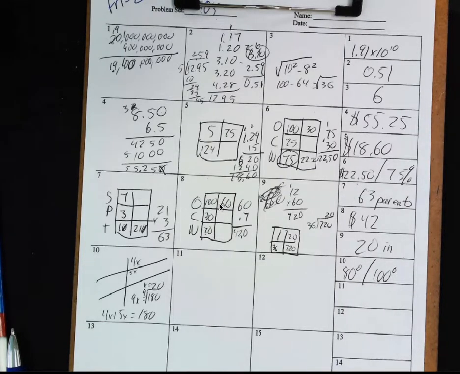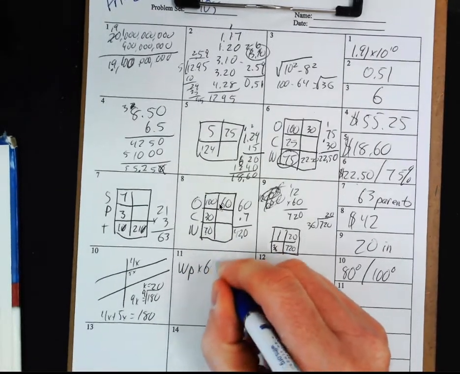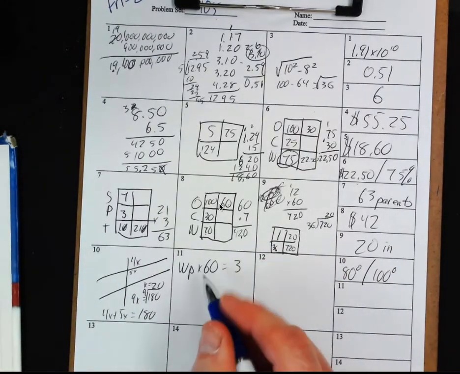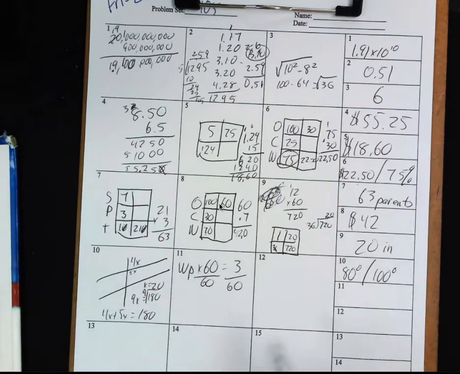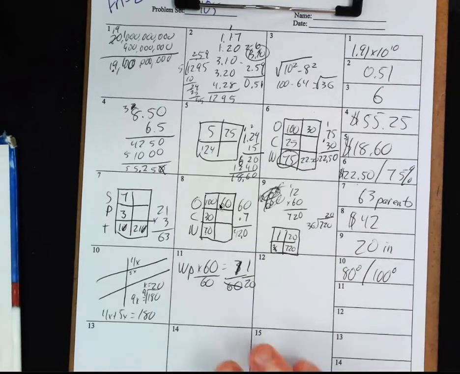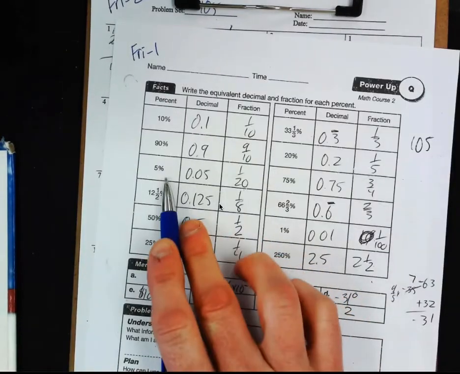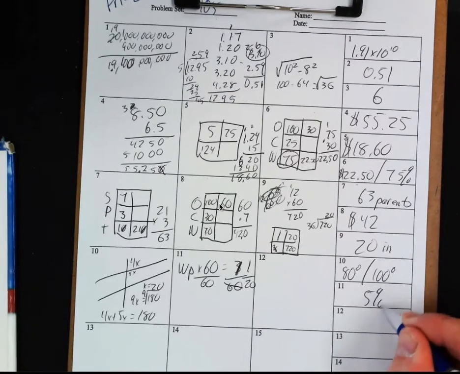Number 11. It says write equations to solve the problem. What percent of 60 is 3? So I take that, and I got to get rid of the 60 by division, divide by 60. Divide both these by 3. Gives me 1 over 20. Good news, we already did 1 over 20. 1/20th, 5%. Hopefully you have that memorized.